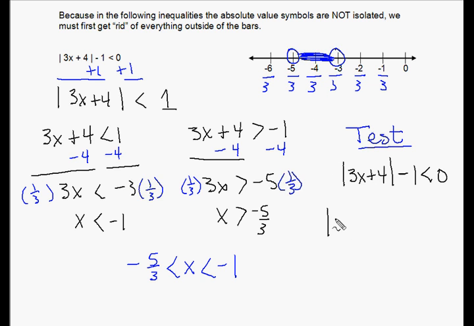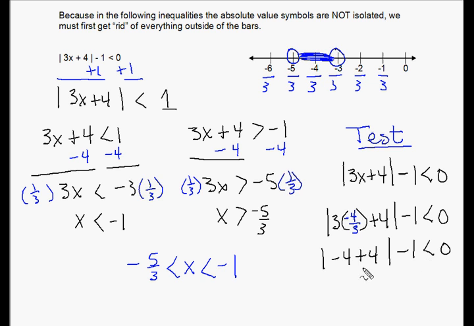The absolute value of 3 times negative 4/3 plus 4, subtract 1 should be less than 0. Let's see. Simplifying this, we have the absolute value of negative 4 plus 4 minus 1 is less than 0. Negative 4 plus 4 is 0. And the absolute value of 0 is still 0. And 0 minus 1 is negative 1. Is negative 1 less than 0?